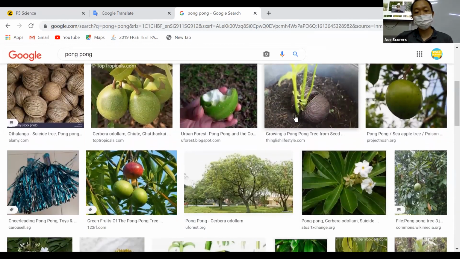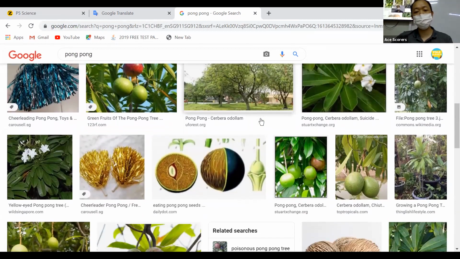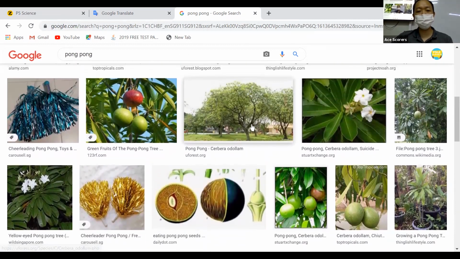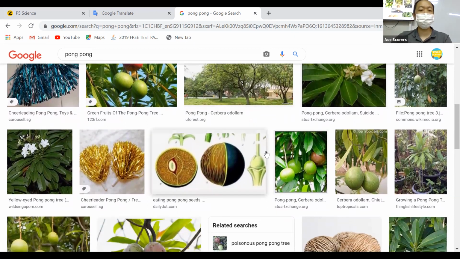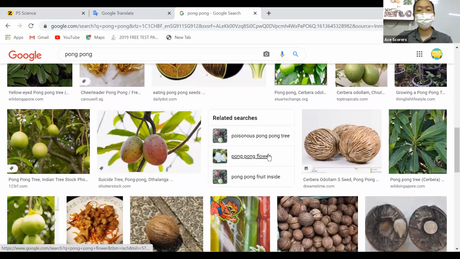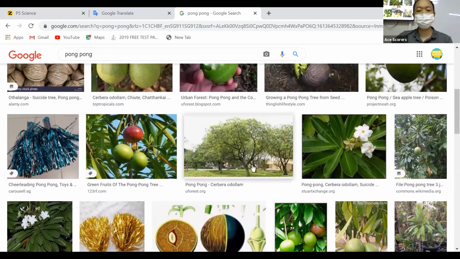Oh wait, I've seen them. They're all over the roads. Singapore loves to grow pong pong trees. They get squashed by cars. That's the problem, right? I don't know why they grow pong pong trees. But I think probably it's cheaper. Imagine if you grow those and then everywhere you keep getting pong pong.